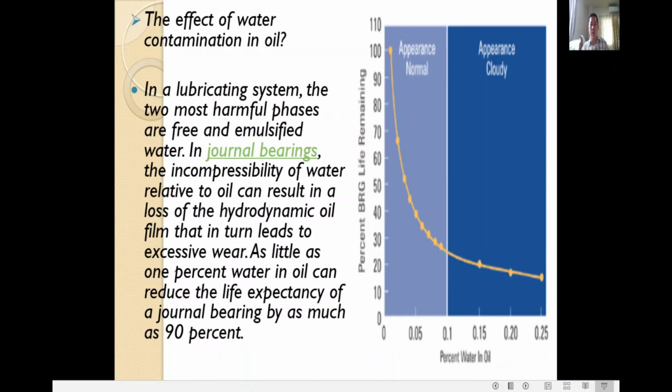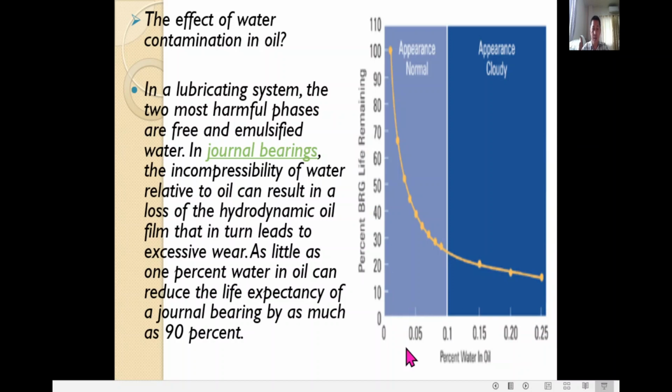So we have here a graphical representation: percent of water in oil and percent bearing life remaining. Appearance cloudy and appearance normal. It says here even 1% water in oil can reduce the life expectancy of a journal bearing by as much as 90%. So if you extend this graph, it will arrive at 1%, and here is 90% of the lifespan of your journal bearing.